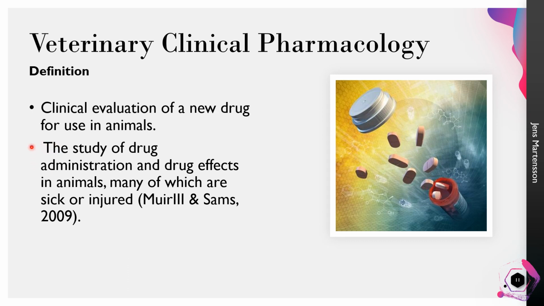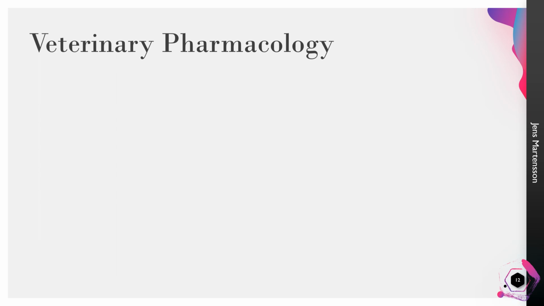It is also defined by Morel and Sams as the study of drug administration and drug effects in animals, many of which are safe or injured. The science of pharmacology draws on knowledge and methods of many allied clinical and non-clinical disciplines, including chemistry, biochemistry, biology, physiology, pathology, toxicology, and medicine. Veterinary pharmacology is an experimental science dealing with the properties of drugs and their effects on living systems.